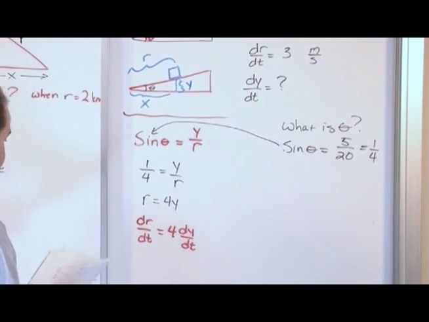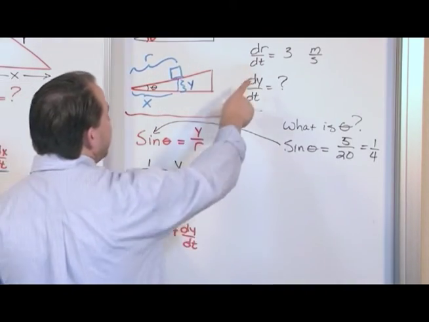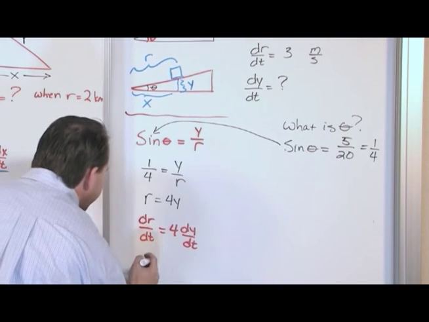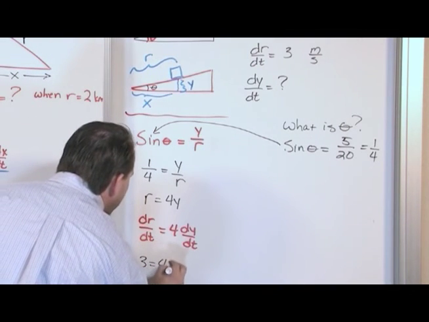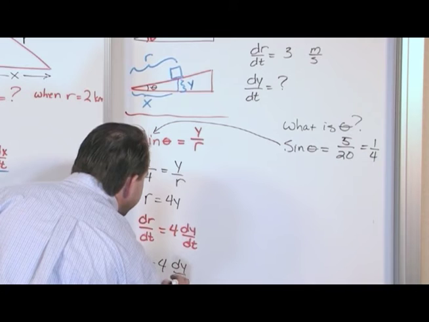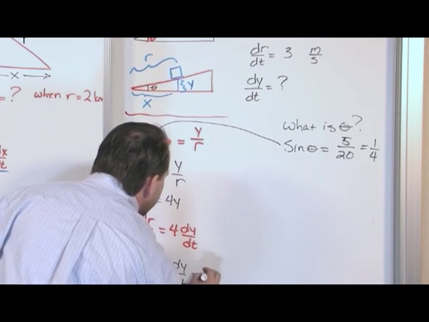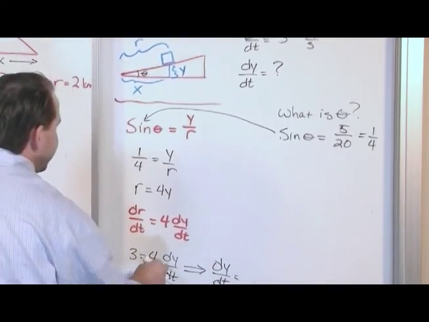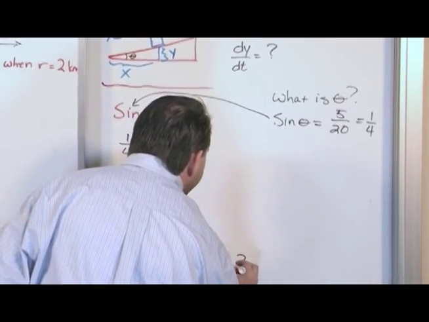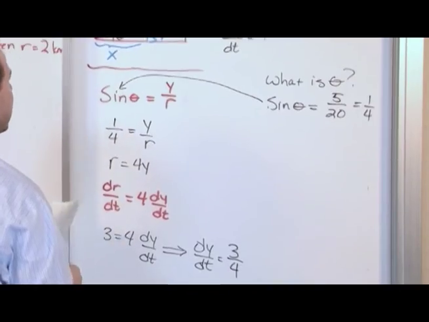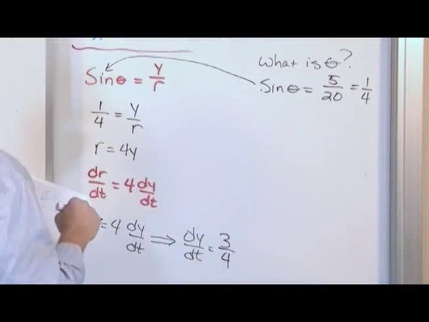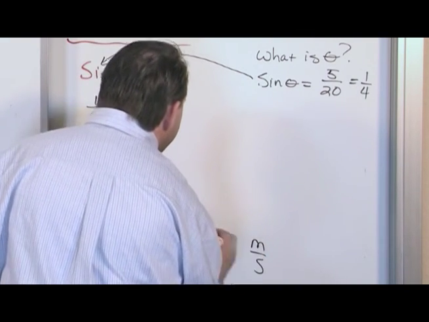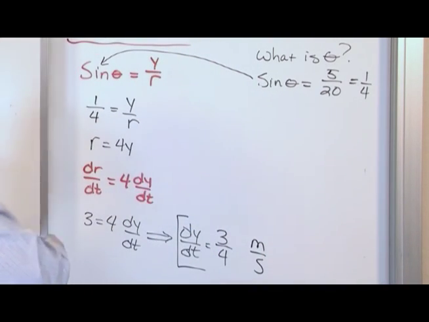Okay? And everything we're trying to find here, we have. We know what dr dt is. So it's 3. We stick it into here. 3 is equal to 4 dy dt. So dy dt is equal to 3/4. Just divide by 4, 3/4. And what unit are we talking about? Well, the original block was going up at 3 meters per second, so this is meters per second. Meters per second.